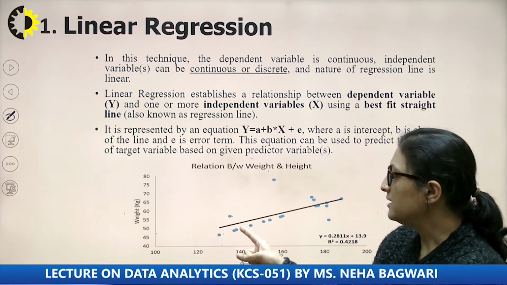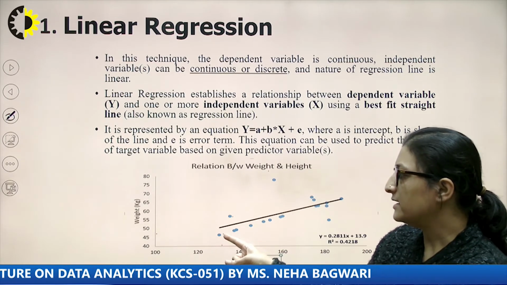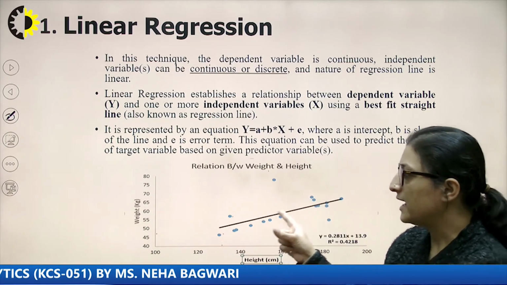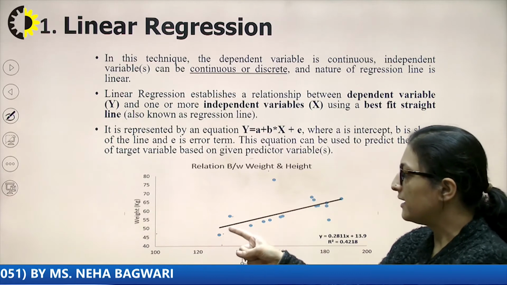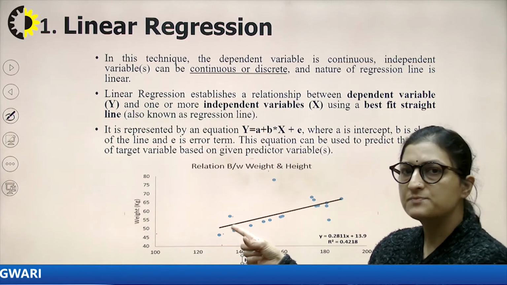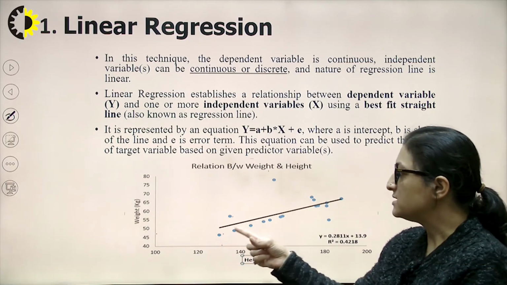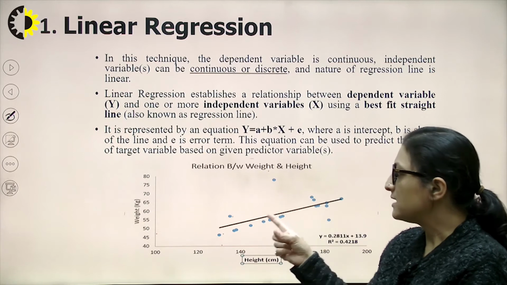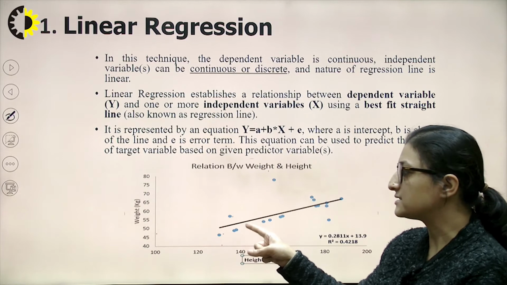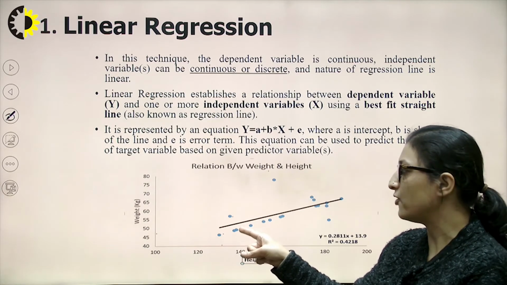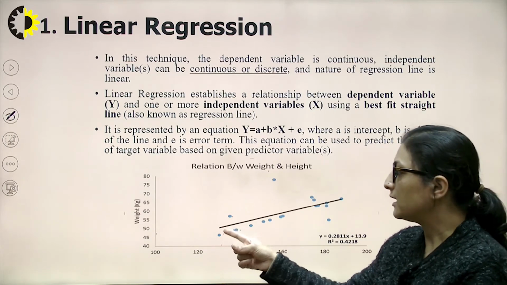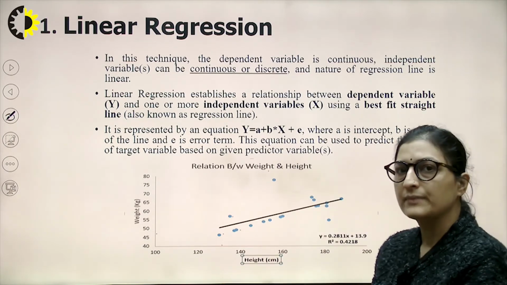Accordingly, the weight and height instances are plotted for different people, and now when I have this data, then I can draw a straight line, which is also called the best fit straight line across these data points. This line has to be drawn such that the sum of the squares of the distances of all these points from this line should be minimum, and accordingly this straight line can be generated.